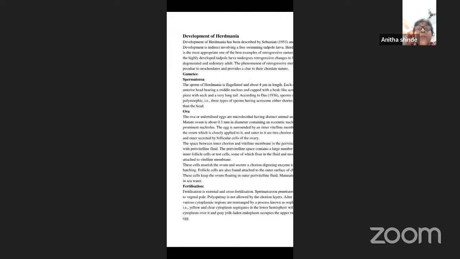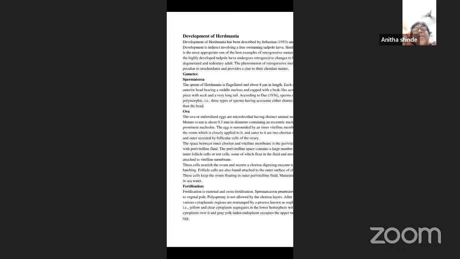So why do we call it retrogressive metamorphosis? The tadpole larva that is developed is highly developed because it attains all the characteristic features of the chordates. But when it transforms from the larval stage to the adult stage, it loses all those things. That means all the organs get degenerated and it ends up as a sedentary adult. This phenomenon of retrogressive metamorphosis is peculiar to urochordates. That is what is called retrogressive metamorphosis.